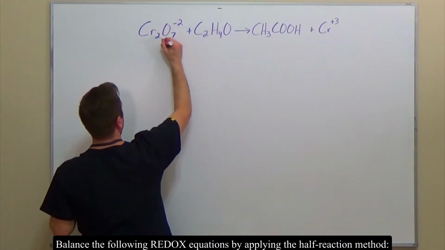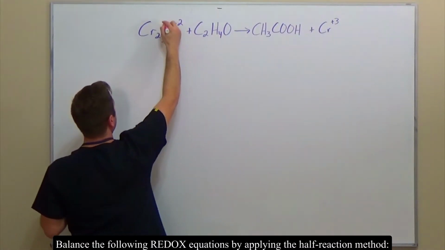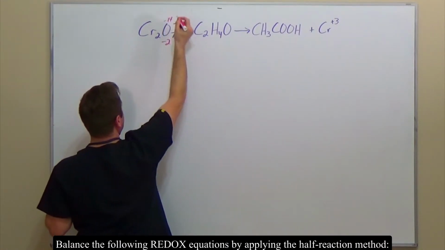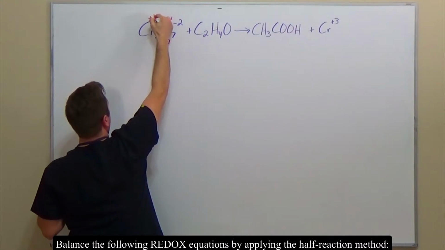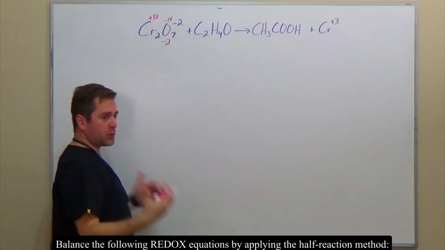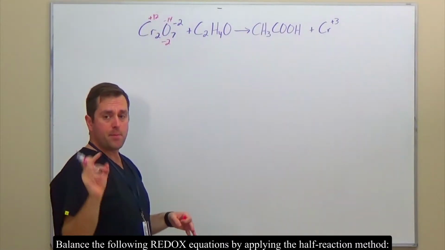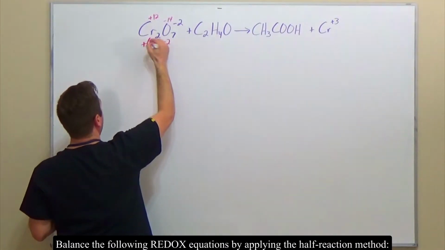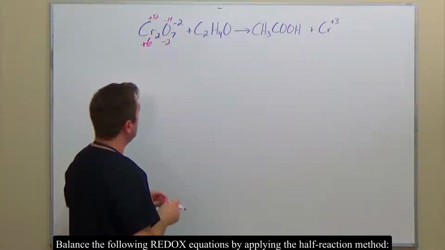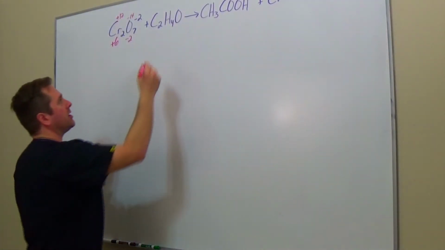So each oxygen here is -2. Notice that there are 7, so overall it'd be -14. Notice there's a net of 2, so that means that these chromiums contribute a total of +12. You with me? But there are 2 chromiums, right? So each chromium brings to the table a +6 charge. Now for this compound, it's a little bit interesting.